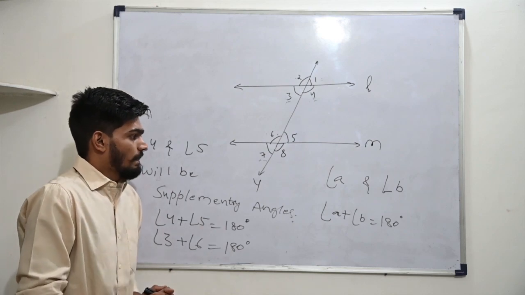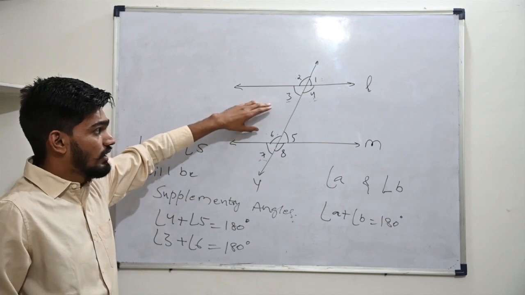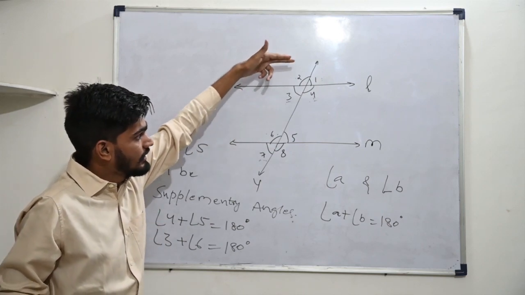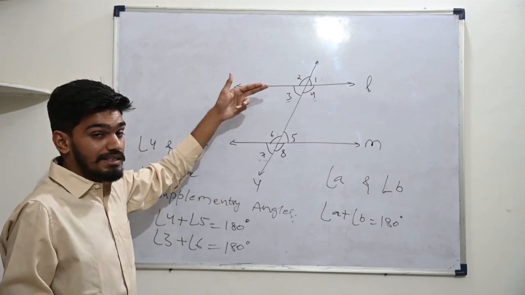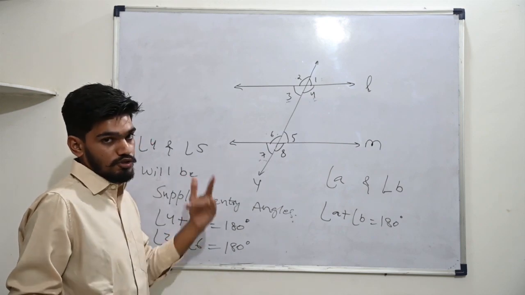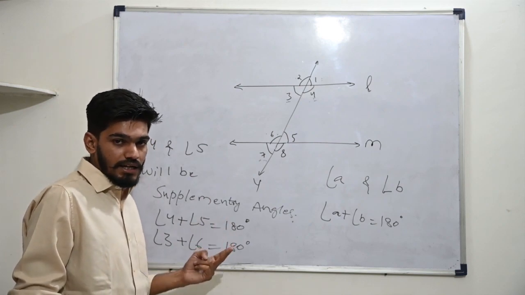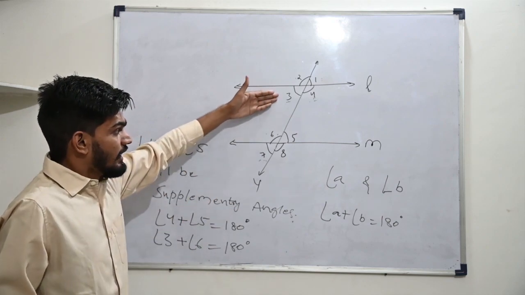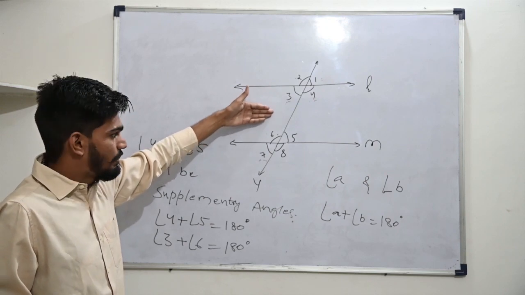Alright, so students, in this video we have discussed about when two parallel lines are there and there is a third line which cuts, which we call transversal line, then angles made by it. Okay, first of all we studied about corresponding angles, that corresponding angles will be equal. Second, alternate angles, alternate exterior angles, alternate interior angles, they will also be equal. And interior angles on one side of the line, they will be supplementary angles.